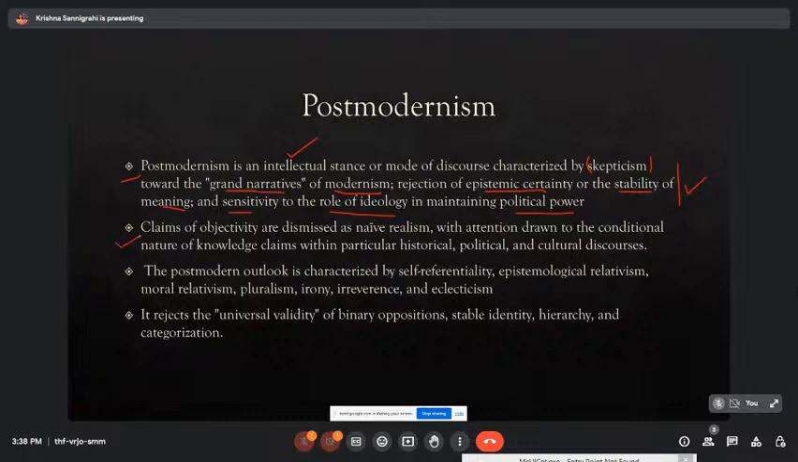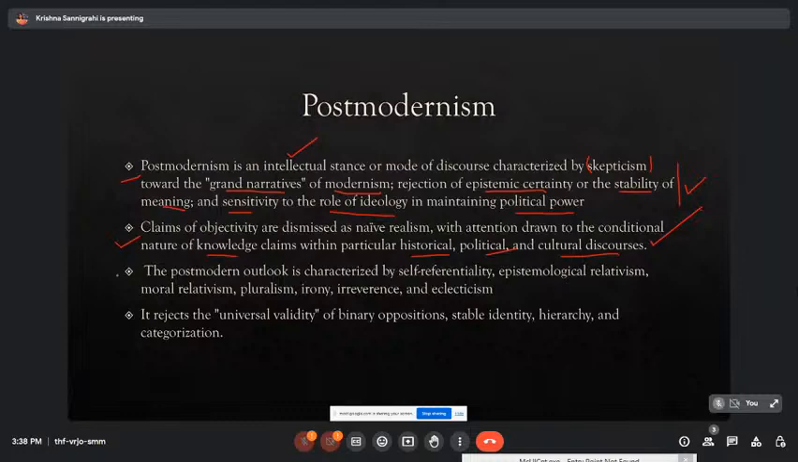Now, claims of objectivity are dismissed as naive realism with attention drawn to the conditional nature of knowledge, claims within particular historical, political, and cultural discourses. So it is kind of talking about knowledge and how knowledge is not completely free from the way it is conditioned and put forth before the world. What is true to me or whatever truth is provided to me might not be the ultimate truth. So it is actually questioned, right?